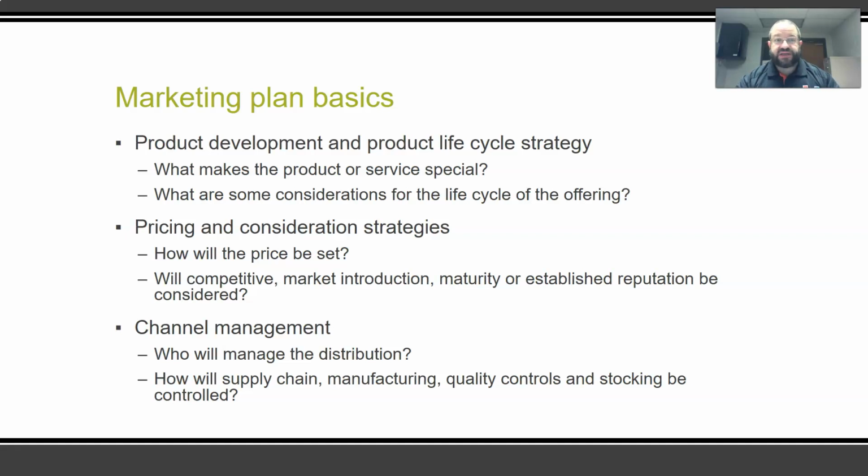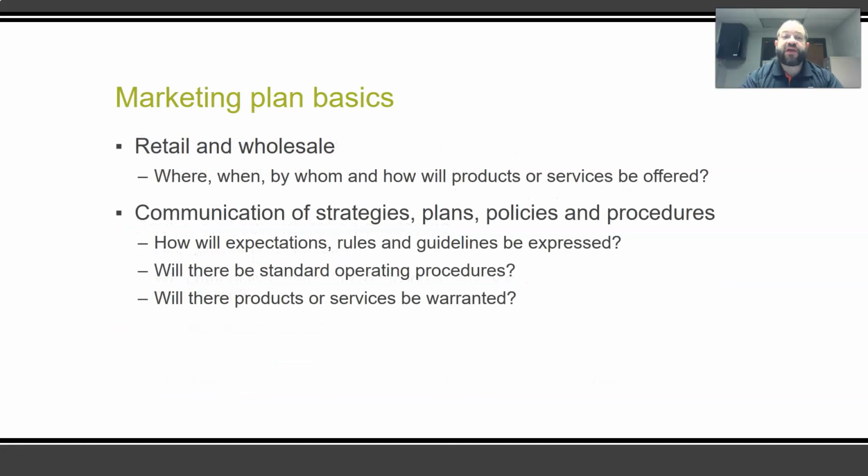All right, let's see here. What else we got here? Retail and wholesale. Ooh, this is a good one. And then we're going to look at communication of strategies, plans, policies, and procedures. All right, retail and wholesale. This is basically figuring out how your customers gain access to the products. Where do they buy it? When can they buy it? From whom can they buy it? And how will the products or services be offered?